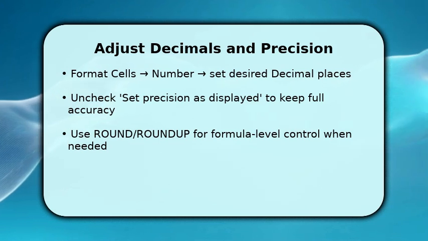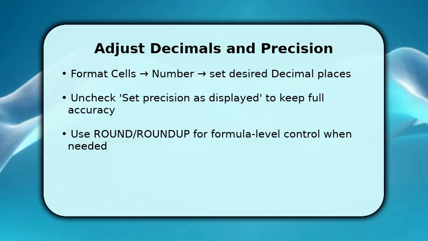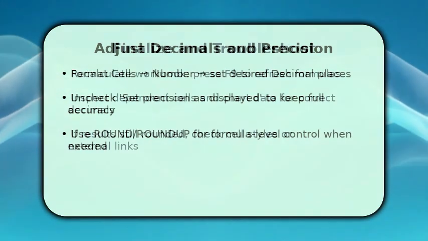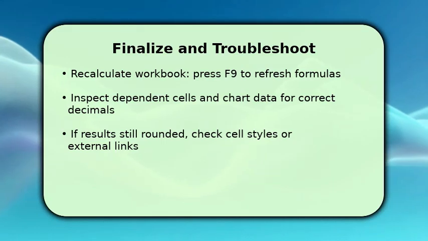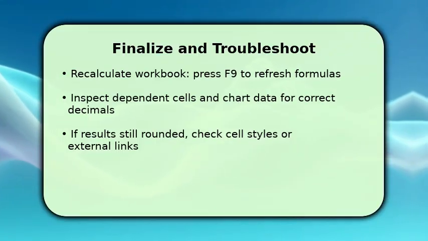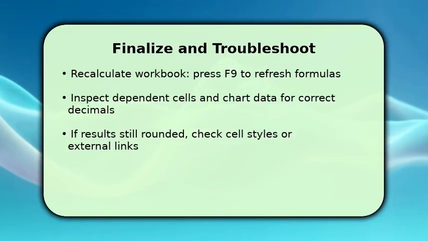Make sure to reevaluate linked cells and charts so they reflect the increased precision, and save a copy before changing precision settings globally. To finish, force a full recalculation with F9 so all formulas show new precision. Verify dependent cells and charts to ensure they display the decimals you set. Make adjustments to each cell style if necessary.